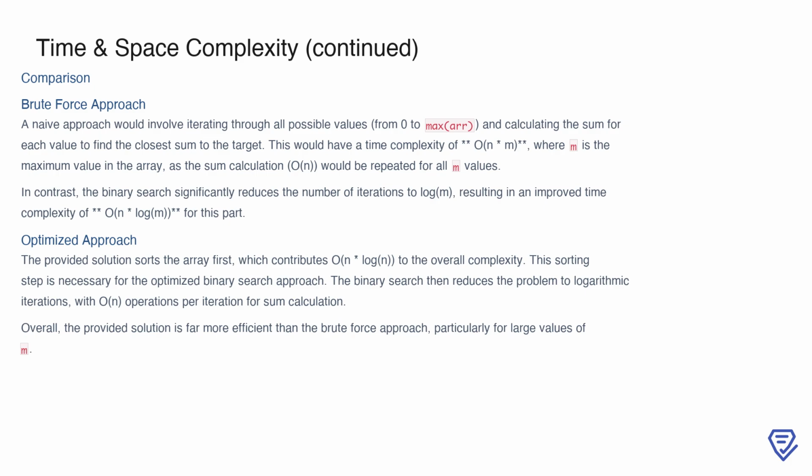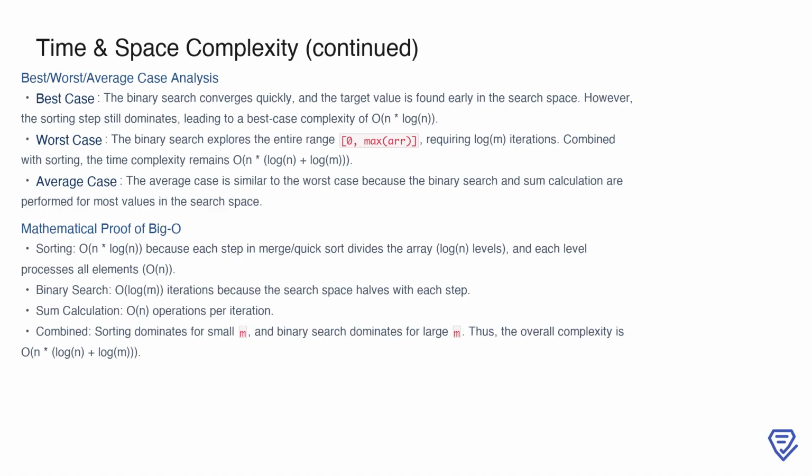Additionally, the optimized solution includes a sorting step, which contributes O(n log n) to the overall complexity. This sorting step is essential for enabling the binary search method, as it allows us to efficiently determine the range of possible values. Overall, the optimized solution is significantly more efficient than the brute force approach, especially for cases where m is large. To understand the performance of the solution in different scenarios, let's analyze the best, worst, and average cases. In the best case, the binary search converges quickly, and the target value is found early in the search space. However, since the sorting step still dominates, the best case time complexity remains O(n log n).